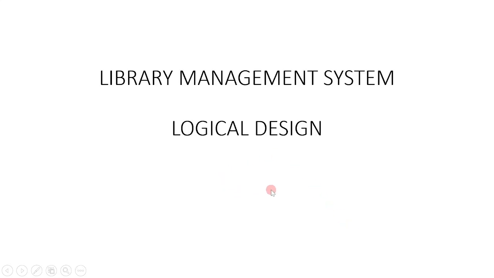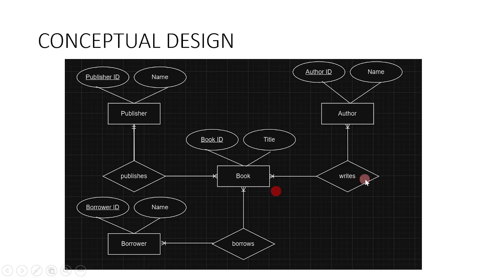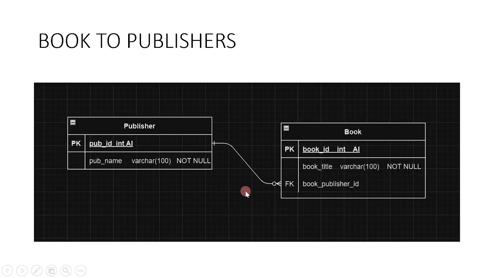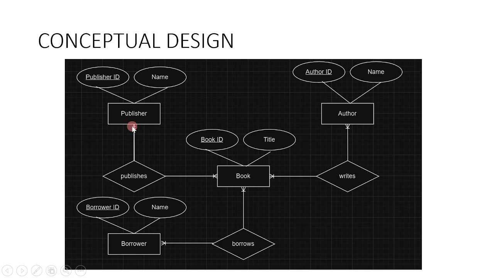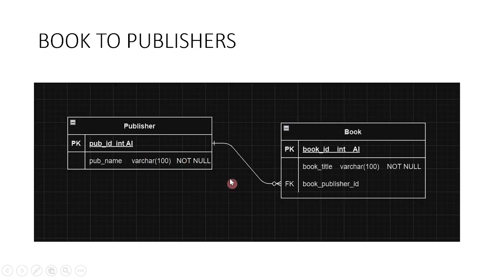Then for our simple or basic library management system, again, this is our conceptual design. So the publisher publishes books, and there are authors and the borrowers, with the relationships and cardinalities. So we're going to have them again one by one. First is book to publisher. This is actually the one to many side. So here, one to many.